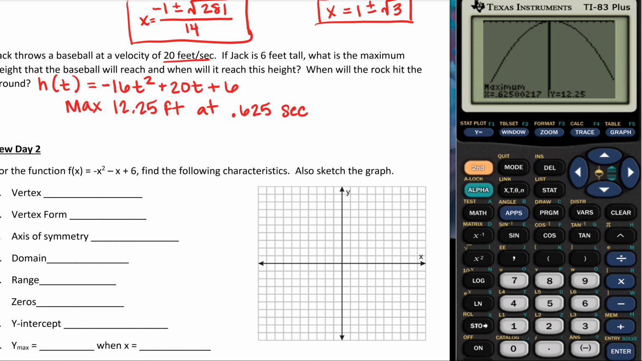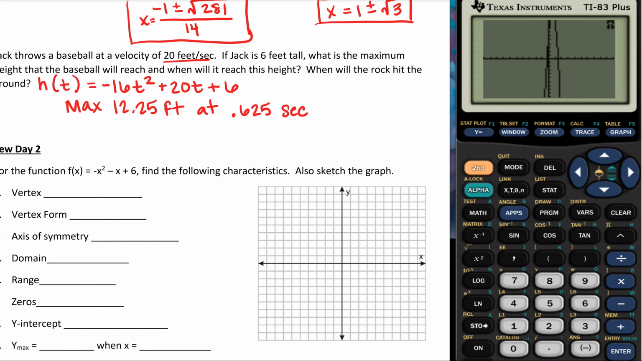Now it says, when will the rock hit the ground? All right, I'm going to take a look at my graph again. I'm going to zoom fit it. So zoom 6 is zoom fit. It resets everything. When I'm talking about where it hits the ground, if I were looking at the x-axis as my ground, I want to know, where does it hit the x-axis? And again, because it's a ball, it can't be on the negative side. It has to be on the positive side. Can't go back in time.